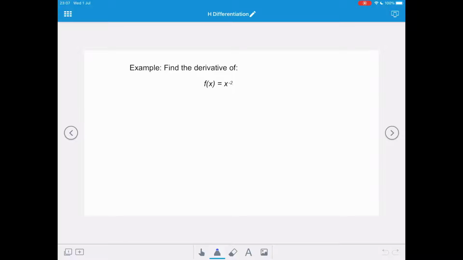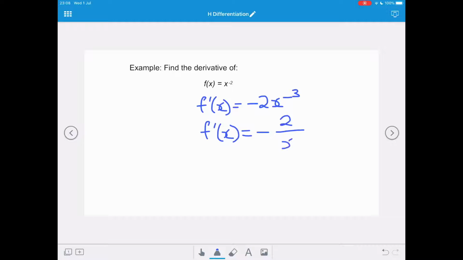In the next example, we want to find the derivative of f of x equals x to the negative 2. So we're going to write down f dash x, and that's going to equal, bring down the power, so it's negative 2 multiplied by x to the negative 3 by lowering the power by 1. And we can write that with a positive index by writing negative 2 and moving our x to the negative 3 to the denominator, so it's negative 2 over x cubed.